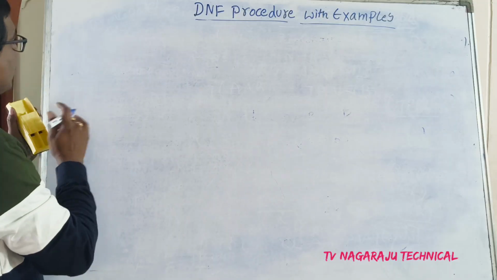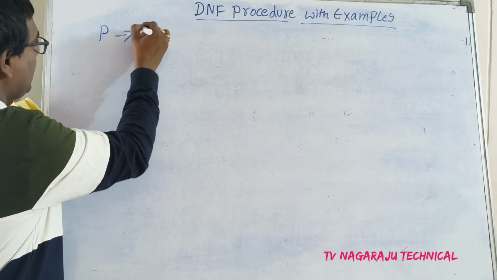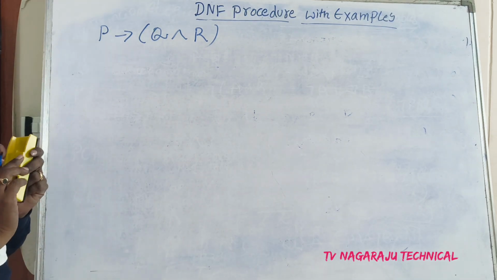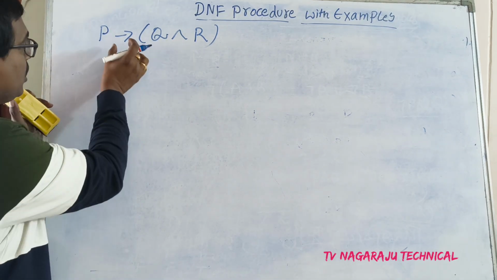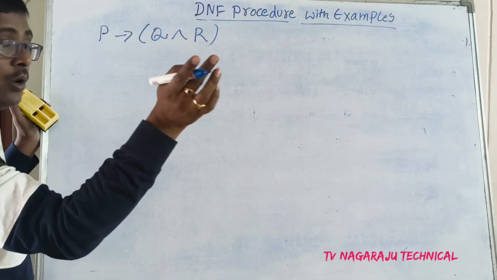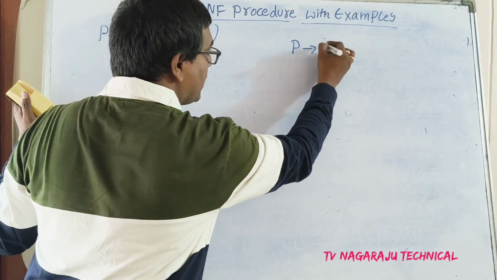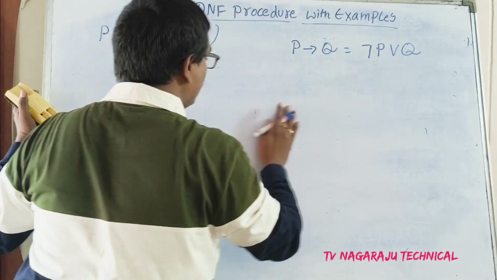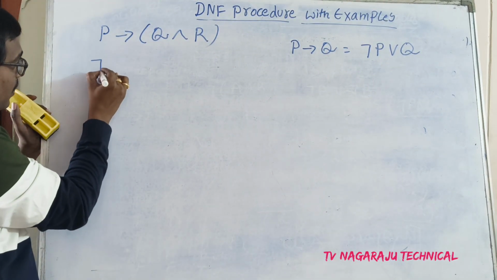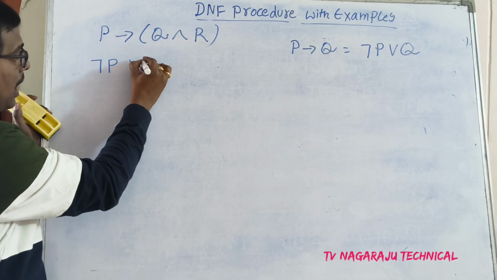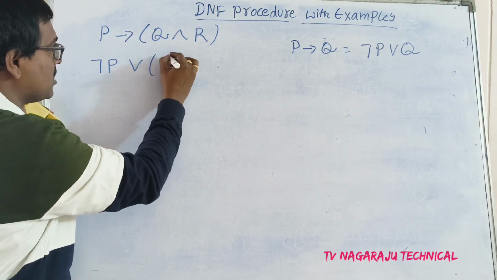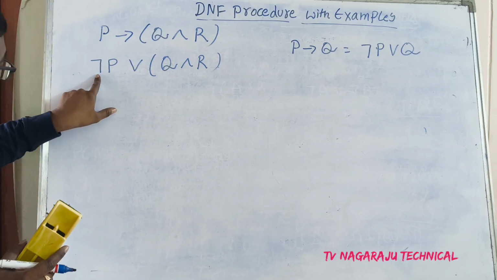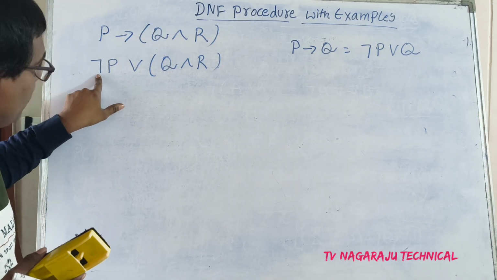So, randomly taken some examples. For example, P implies (Q implies R). I have an implication statement. What do you need to do? First, eliminate this one. How? You have the formula: P implies Q is equal to negation P or Q. So, this is also converted: negation P or this entire thing, which is Q implies R. Okay.